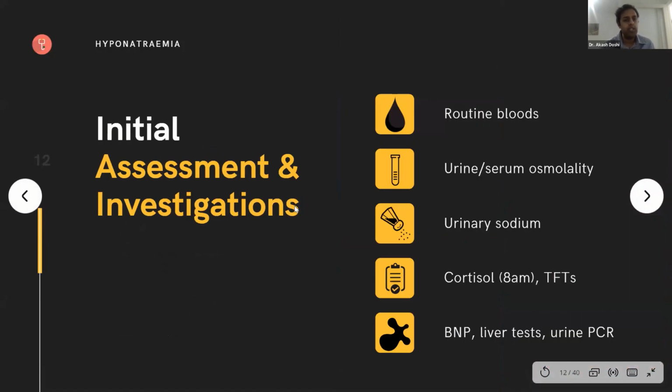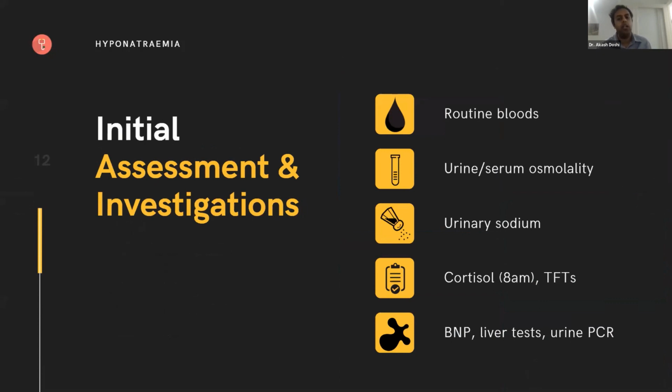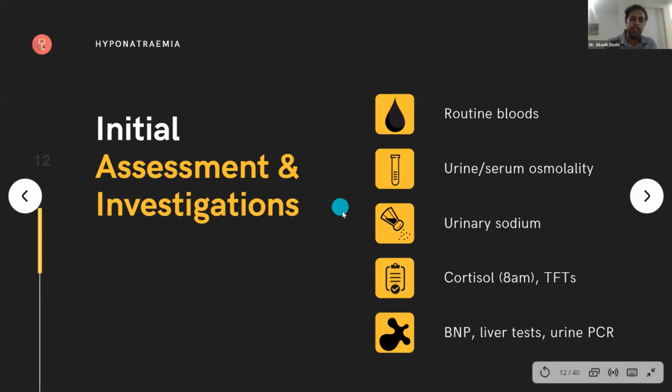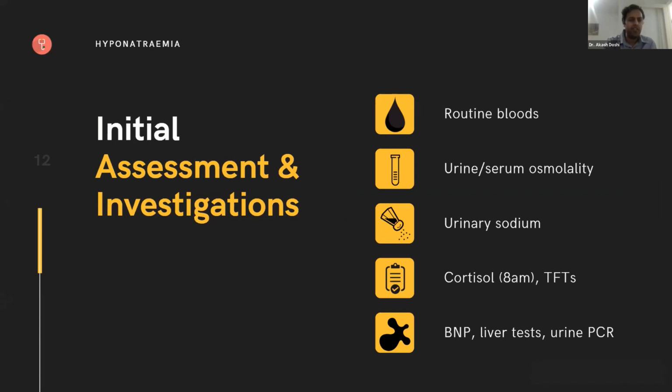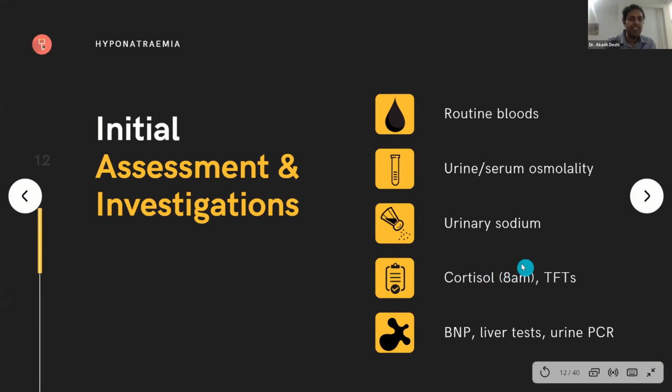In terms of the initial investigations you're going to do, you're going to do some routine bloods to find out any other underlying pathologies that are contributing to this. A urine and serum osmolality, and I'll talk about what that tells you in a second. A urinary sodium as well, and then a basic endocrine screen. Specifically, it's the cortisol. And what I recommend is doing it at 8 a.m.